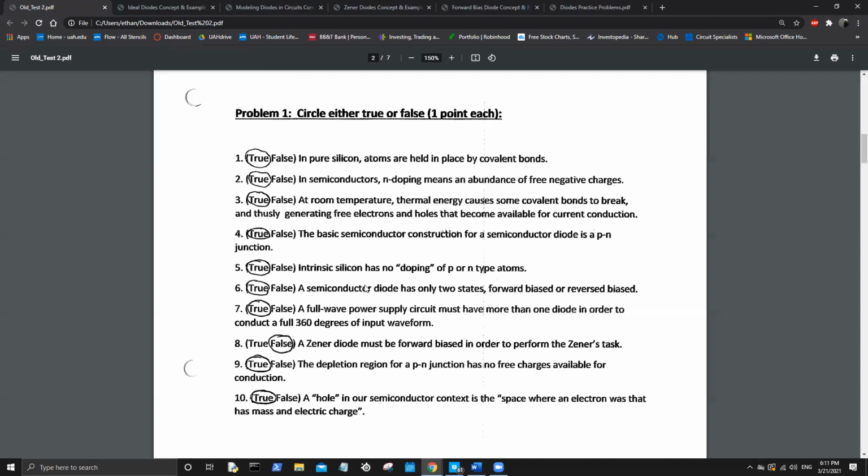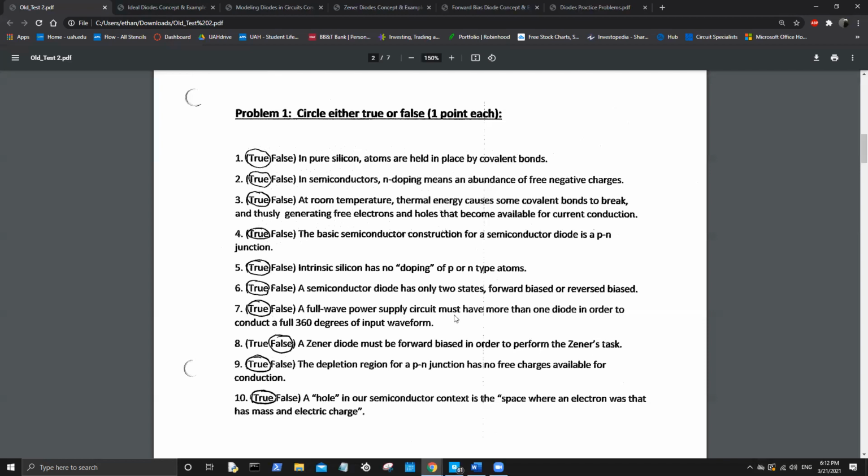Number 6: a semiconductor diode has only 2 states, forward biased and reverse biased. Correct. Forward bias allows for minimal voltage loss and current to flow relatively freely. Reverse bias, the diode will limit current passing on the order of micro to nanoamps. It'll let a little bit of that pass, but most of the other current will be dissipated. An ideal diode would just have no current. An ideal diode would have nothing leak through, but the real world hates us.